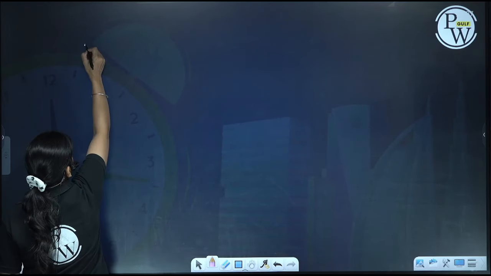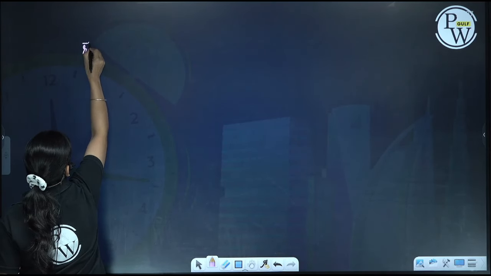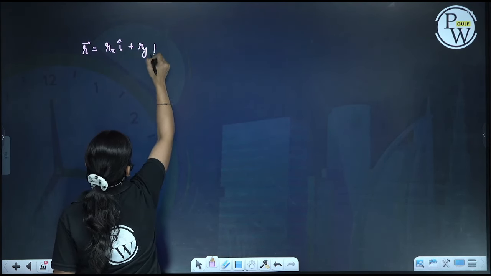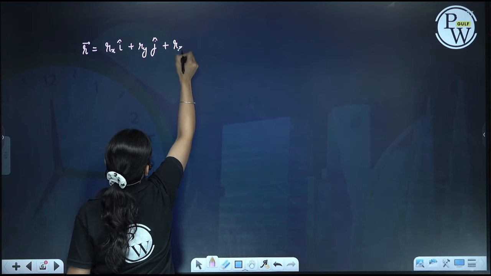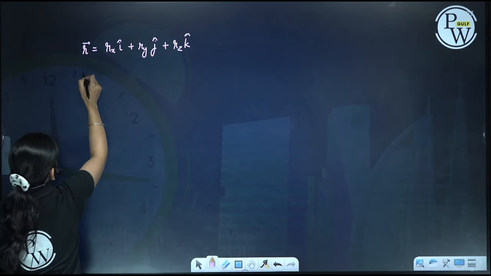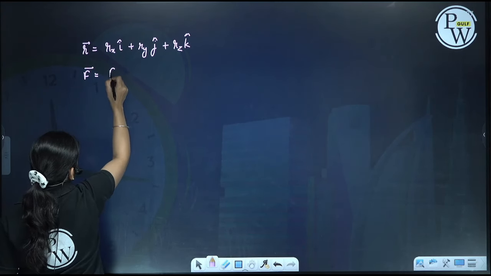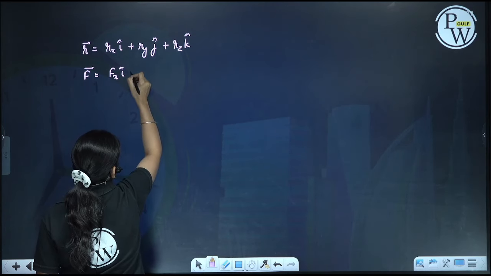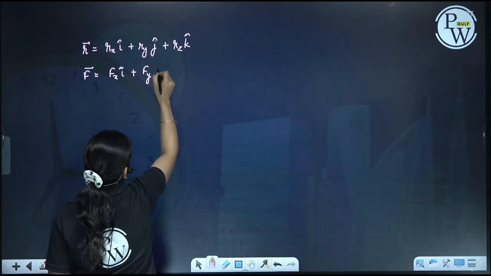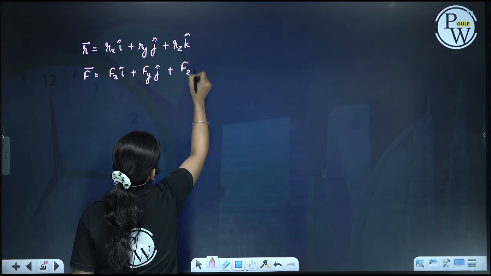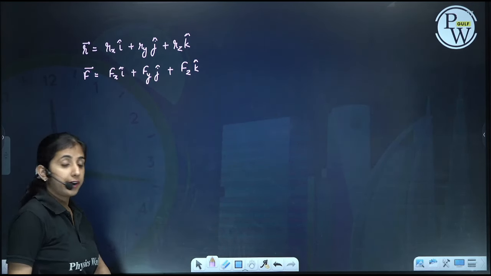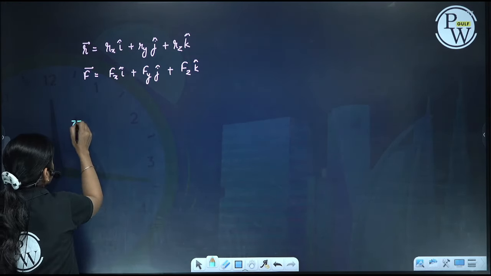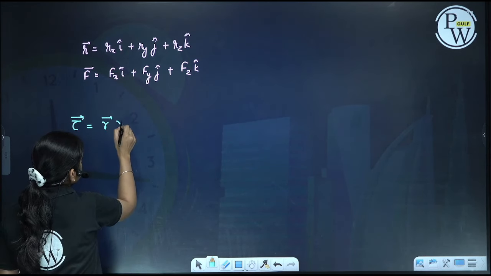Now if we have the R vector defined as Rx i cap plus Ry j cap plus Rz k cap, and the F vector is defined as Fx i cap, Fy j cap and Fz k cap, these are my R vector and F vector defined in the Cartesian coordinate system. Then what will be my torque? Torque is R cross F.